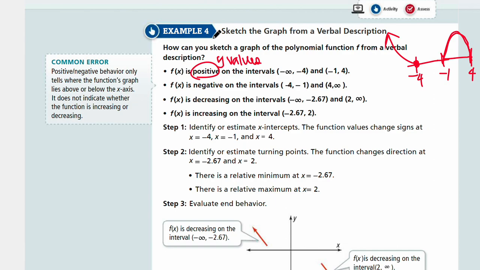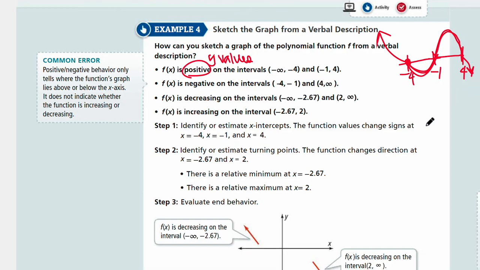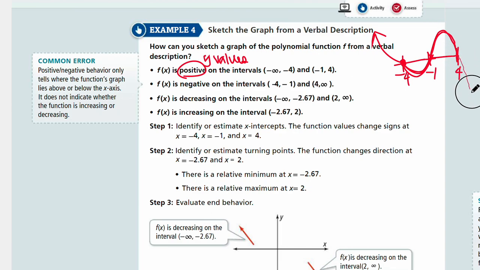f of x is negative on the intervals negative 4 to negative 1, so it's also going to have a curve here. And then from 4 to positive infinity, it's going to be negative. So you see two turning points, probably, and you see the end behaviors like this, which is probably going to be an odd degree function, right? With a negative leading coefficient. So first of all, that's the clue.